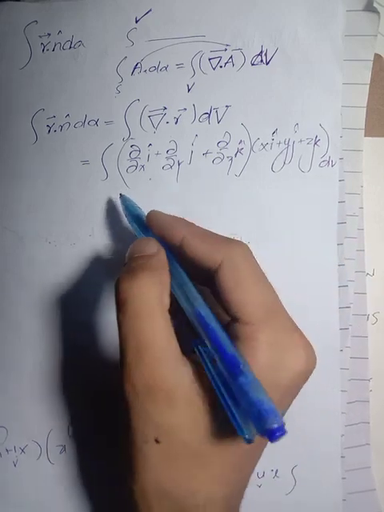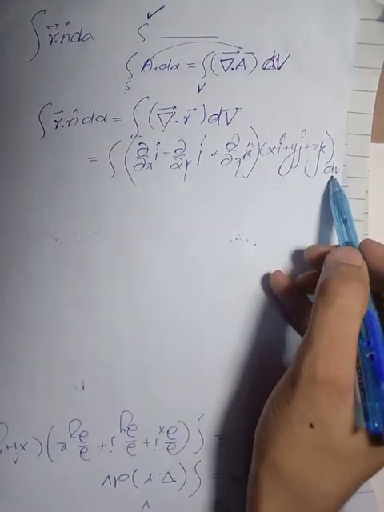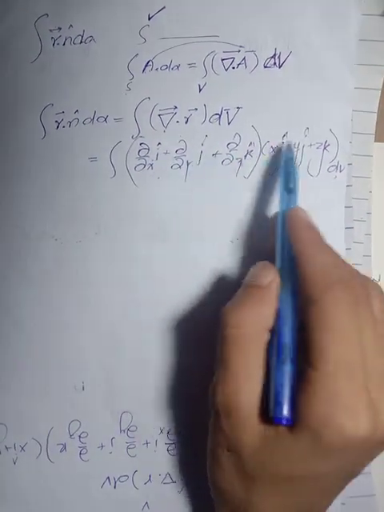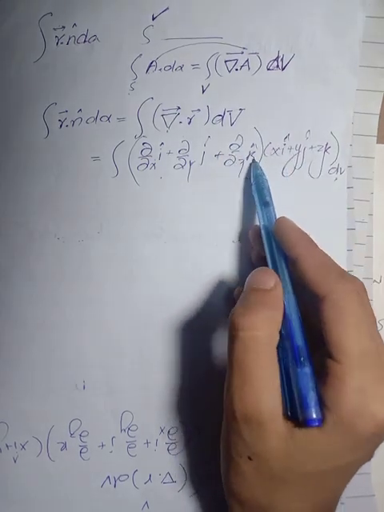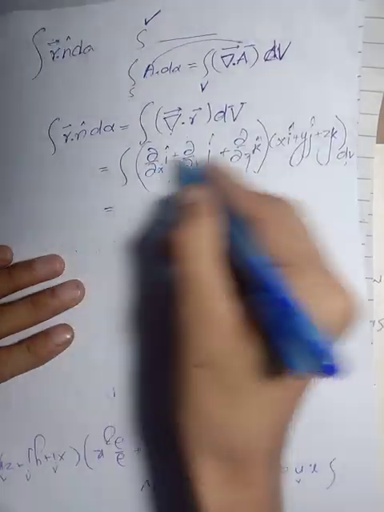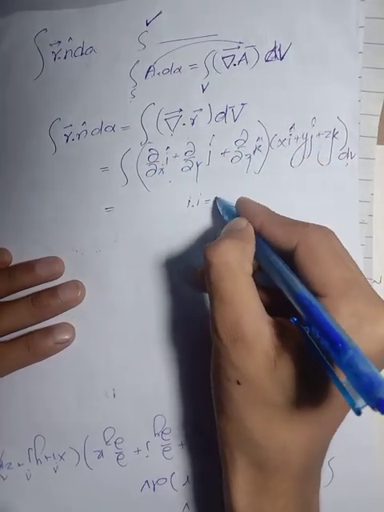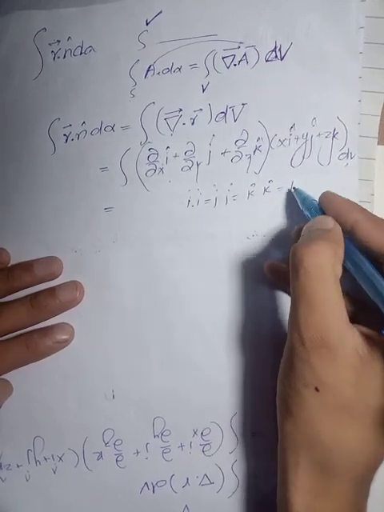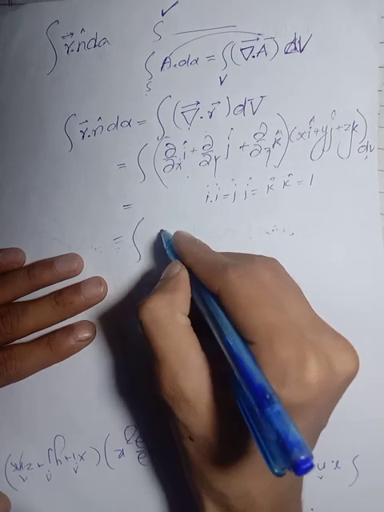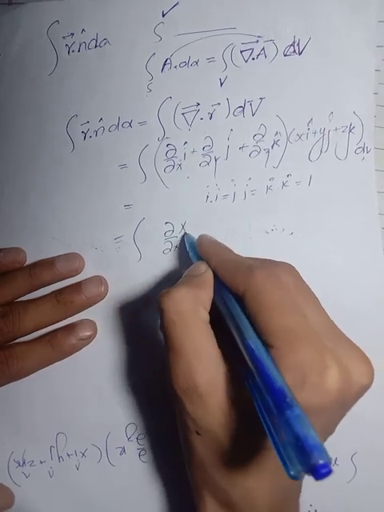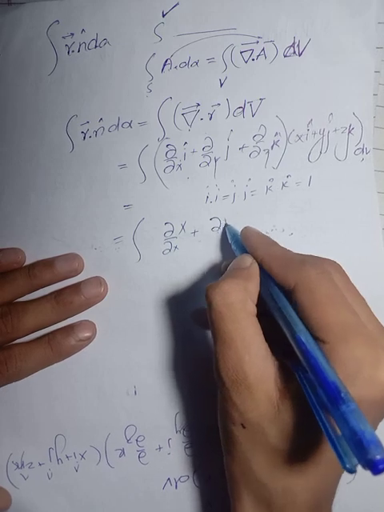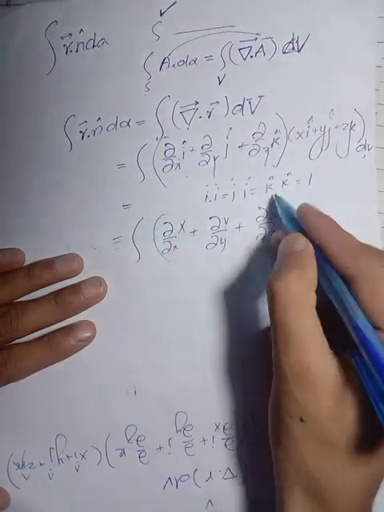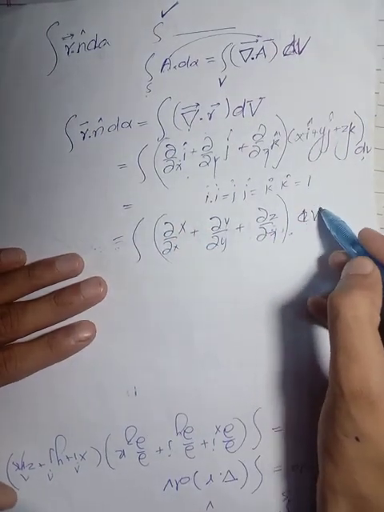So the next step is taking the derivative. i into i, j into j, and k into k, with i dot i, j dot j, k dot k equal to 1. So the answer will be del x over del x, del y over del y, del z over del z, dV.